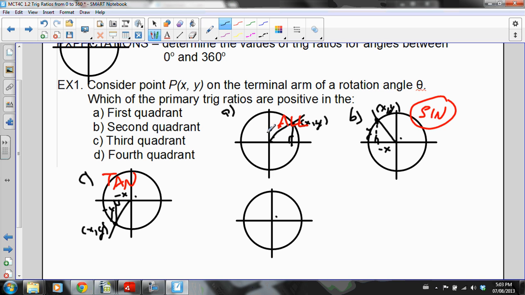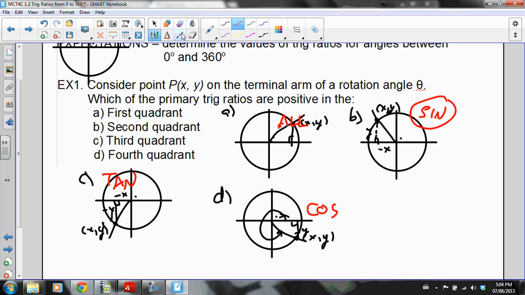Now what about in the fourth quadrant? There's theta. There's the point x, y. I can see the adjacent side. The x coordinate is positive. The y coordinate is negative there, right? Because we're going down. X coordinate's positive, so the cosine's positive. Y is negative, so the sine is negative. And tangent, opposite over adjacent, negative divided by positive is negative. So the tangent is negative as well. So only the cosine is positive in the fourth quadrant.